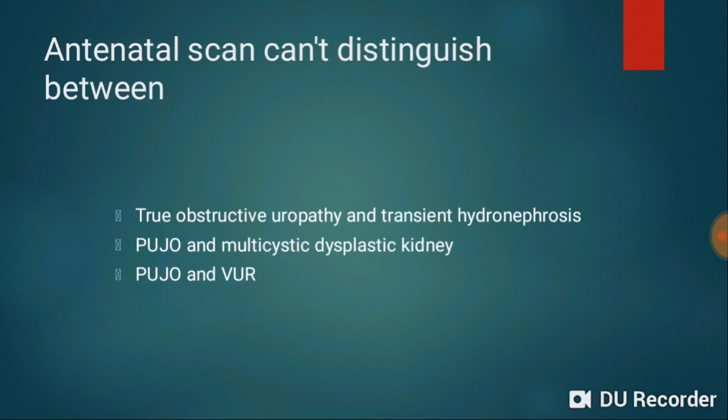Now, an antenatal scan cannot distinguish between true obstructive uropathy and transient hydronephrosis. Many of the hydronephrosis cases get resolved after birth. An antenatal scan cannot distinguish whether it is a multicystic dysplastic kidney or a pelviureteric junction obstruction. Antenatal scans also cannot distinguish whether it is a pelviureteric junction obstruction or vesico-ureteric reflux.